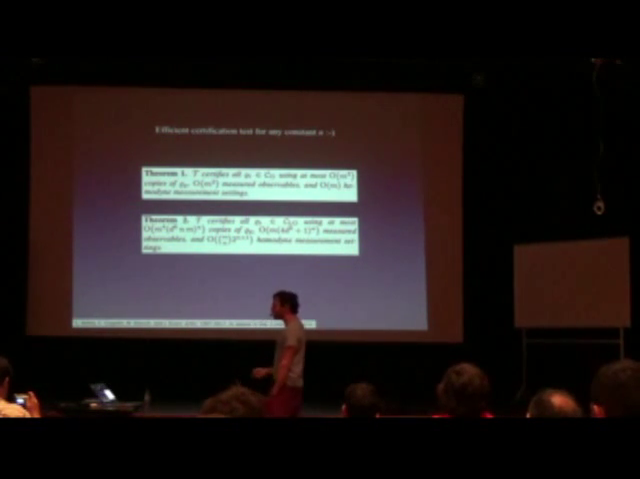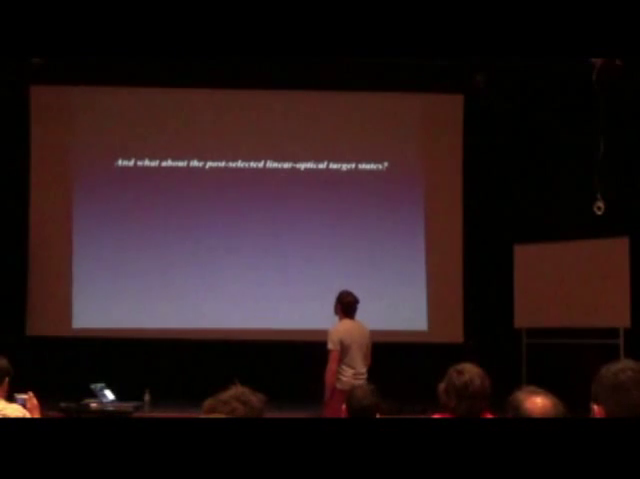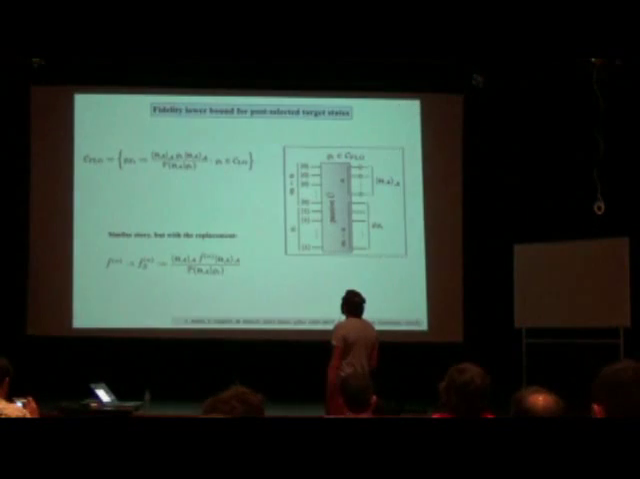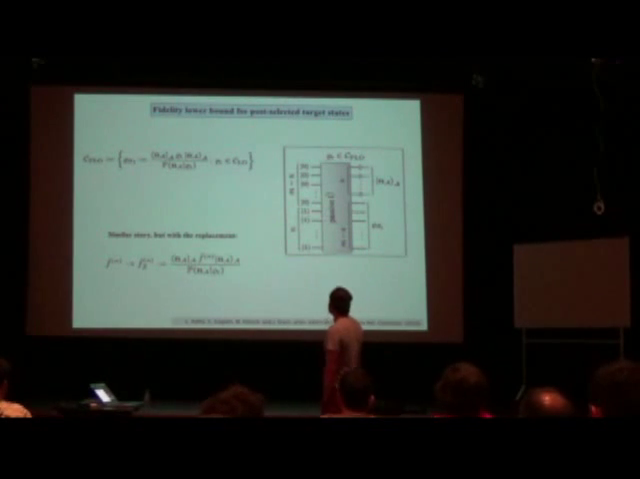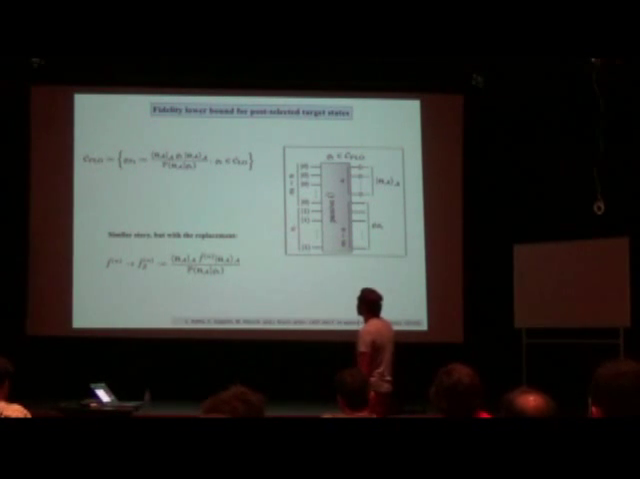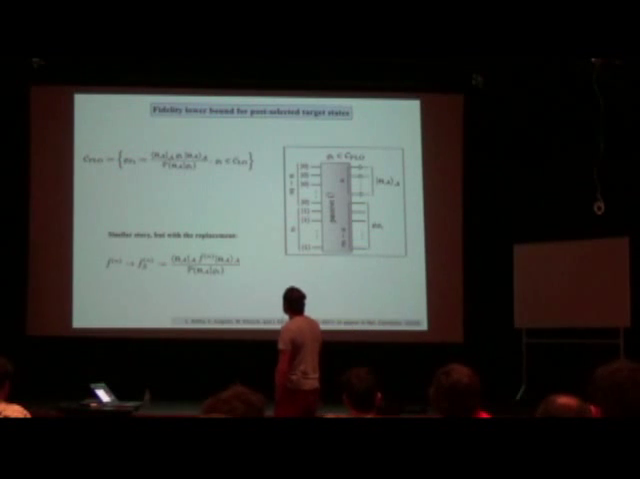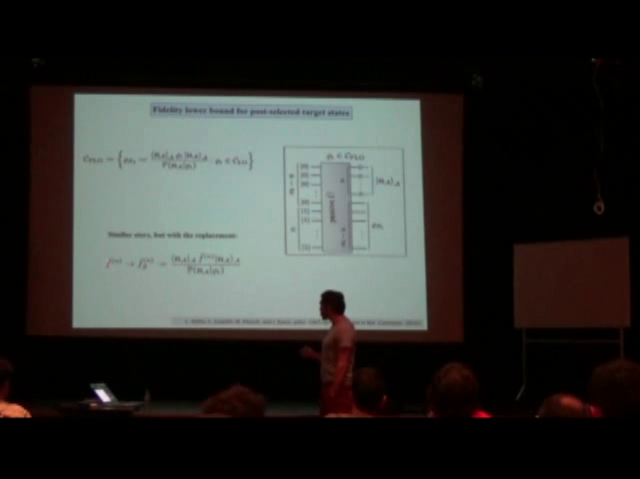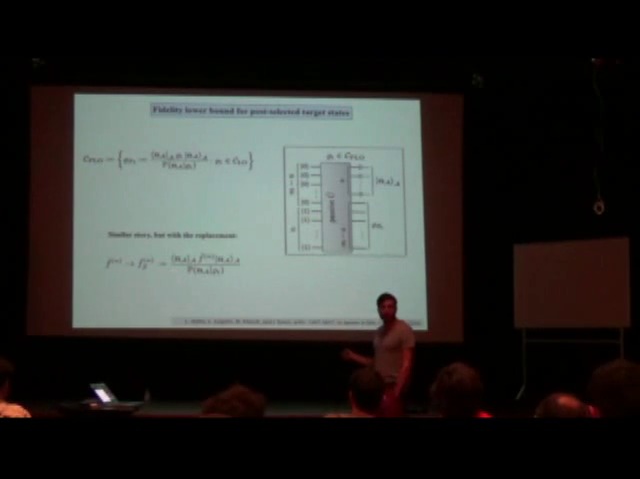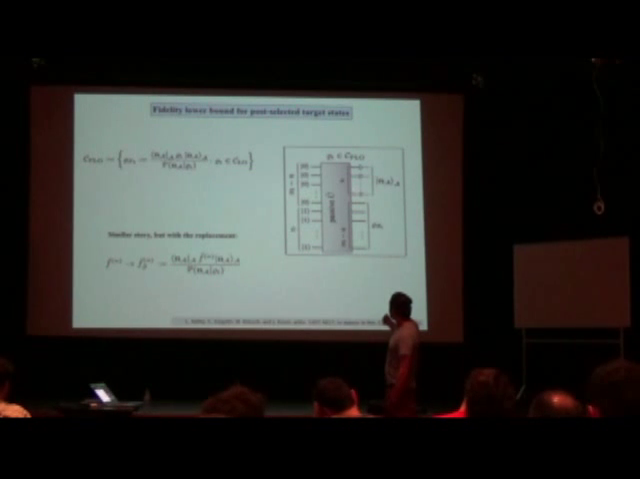I'm not going to show technicalities. And the last thing, I sort of forgot one of the classes that I was advertising in the beginning. So the post-selected class, right? And here it's a similar story, except that the fidelity lower bound changes. Remember that the target state here before the measurements on the ancilla is the same output target state that you have in the linear optical network class.